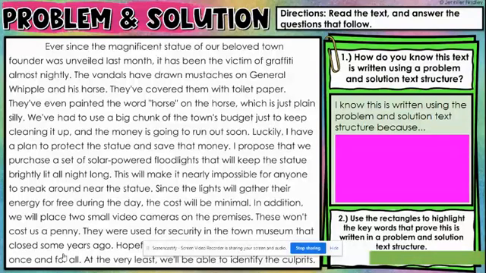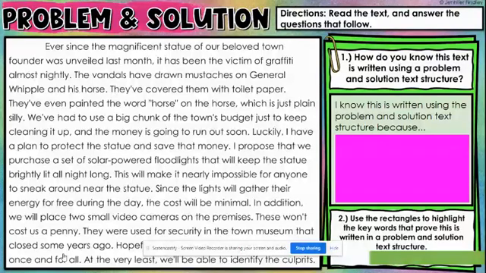The vandals, so those are the people who are putting the graffiti on, have drawn mustaches on General Whipple and his horse. Oh no. They covered them with toilet paper. That's a problem. They've even painted the word horse on the horse, which is just plain silly. We had to use a big chunk of the town's budget to keep cleaning it up, and the money is going to run out soon.